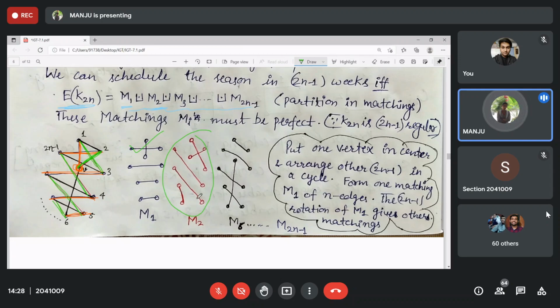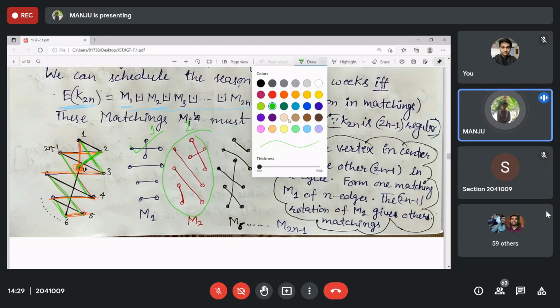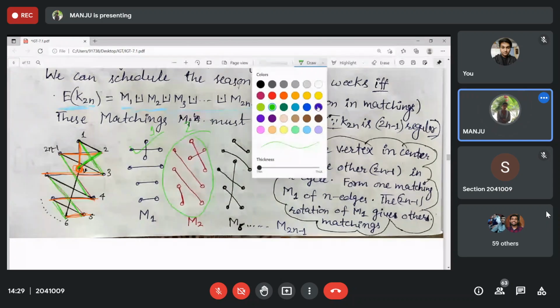So all the edges of M2 also form a matching, just like M1 forms a matching. And all the edges of one matching can be colored using one color, the same color. Clear? And for M2 we can use the second color. So first color, second color. Like this, again you rotate it. If you rotate over here, next you rotate it, what do you get? So we can use this blue color.